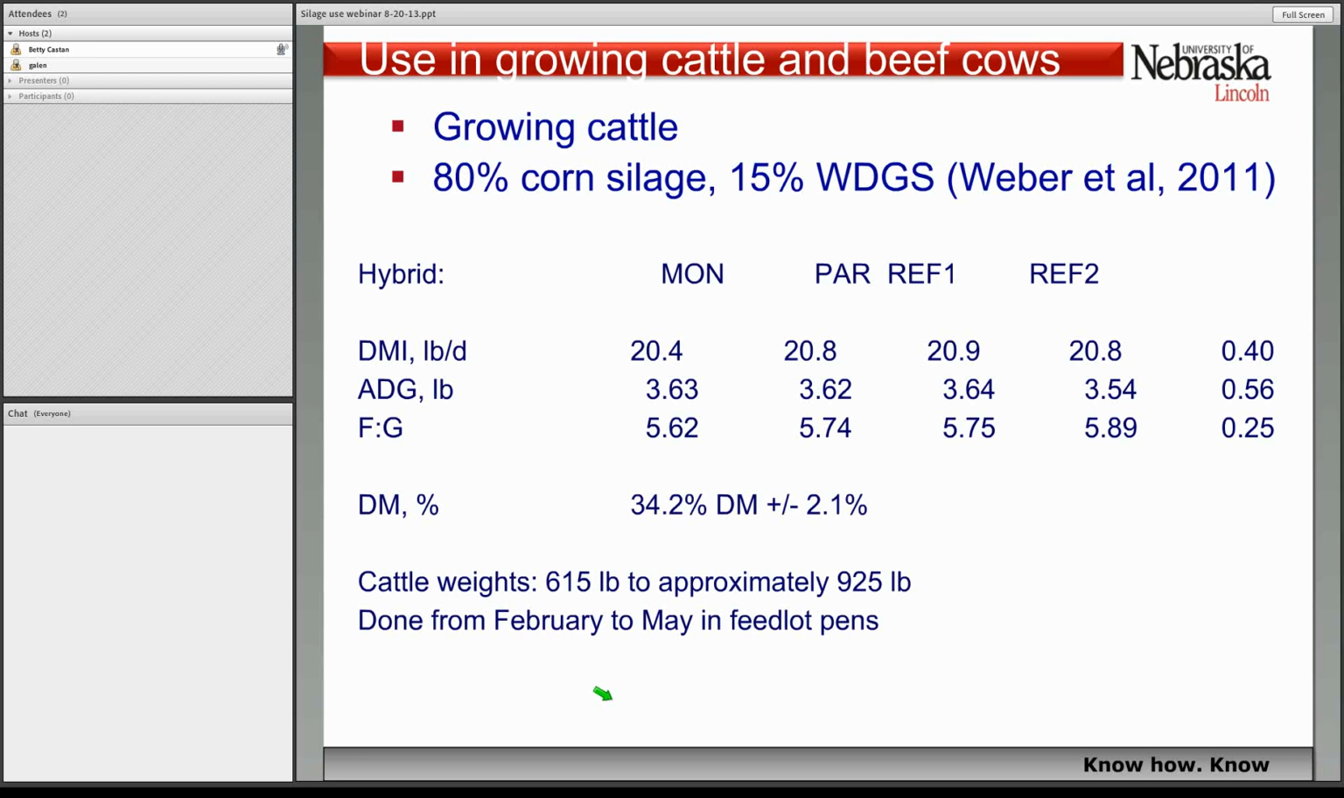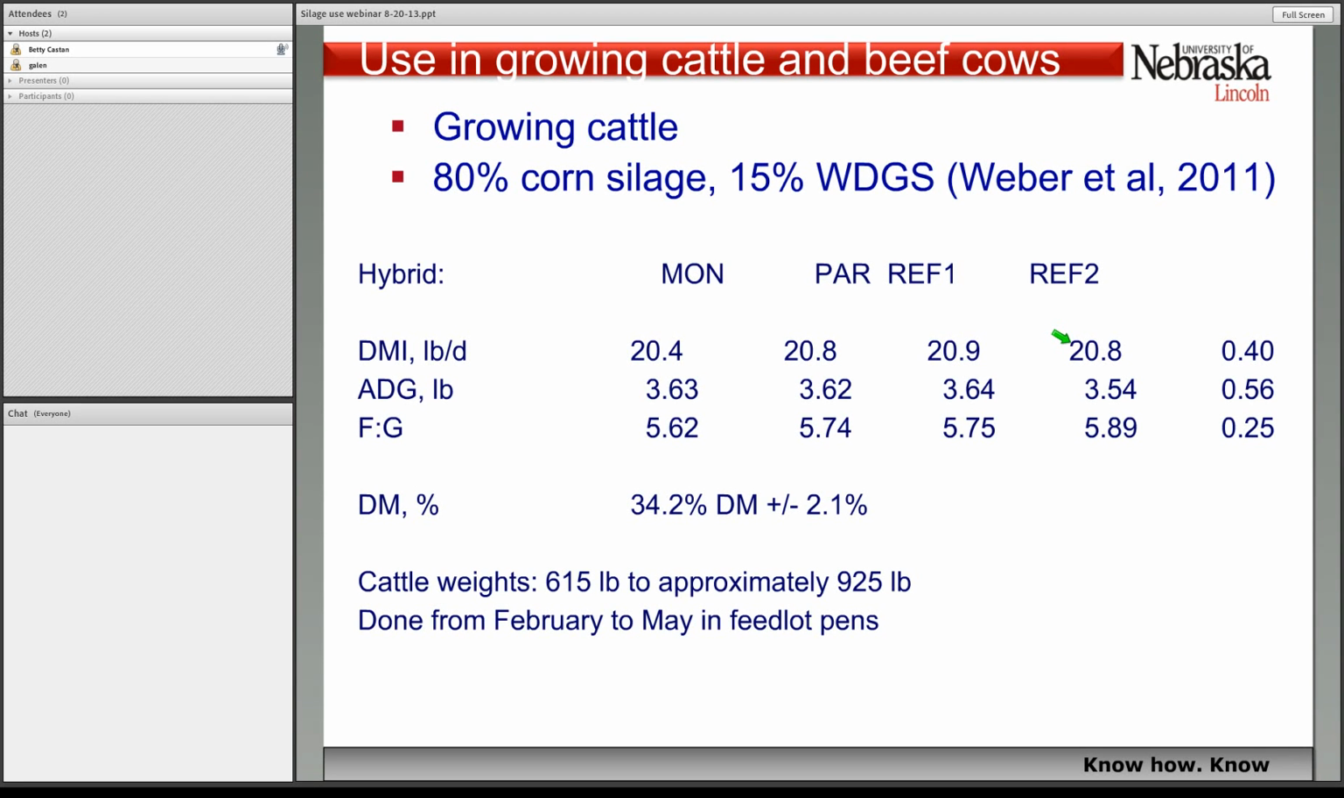The only other growing study I wanted to mention is one that's more recent, where we looked at 80% corn silage-based diets with 15% wet distillers grains. There were 4 hybrids, and I apologize, but this was a genetically enhanced hybrid, the first column. The parent of that hybrid without the genetic traits, and then a couple of reference hybrids. This is in our 2011 Nebraska Beef Report.